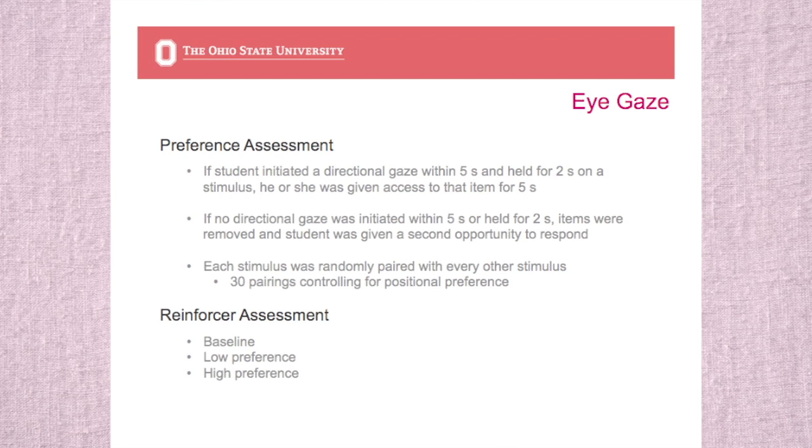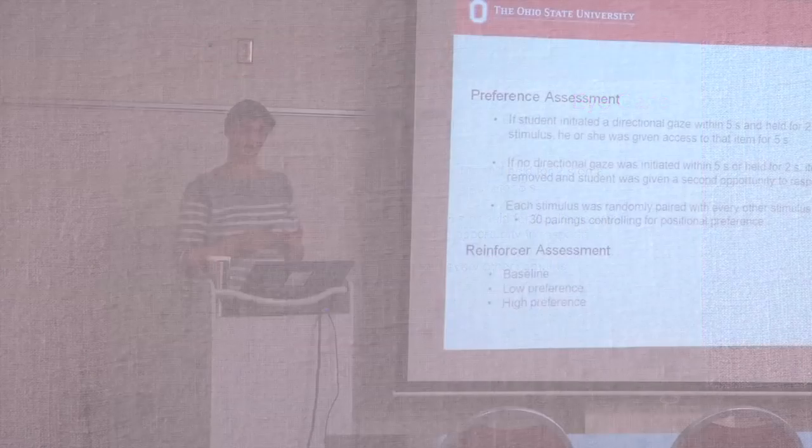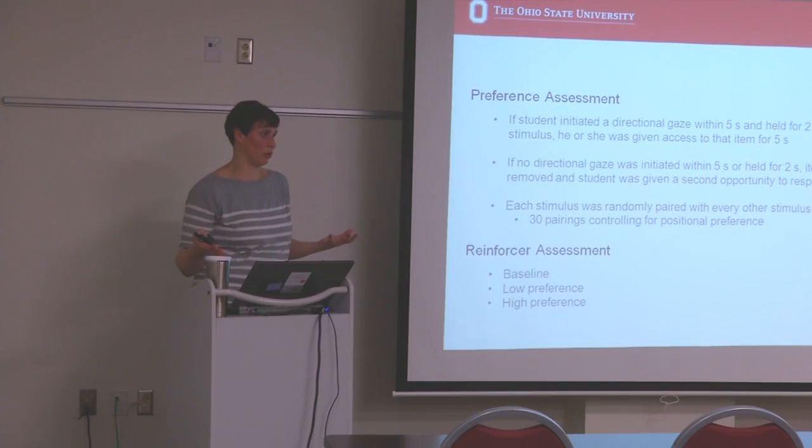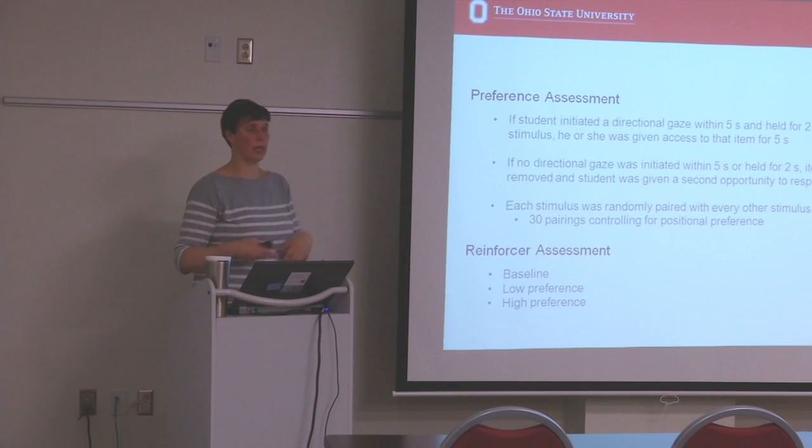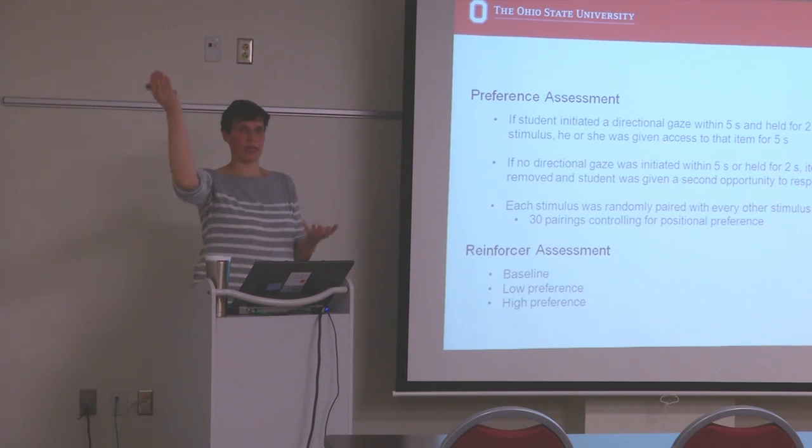So in this one we did 30 pairings. And then in the reinforcer assessment, we ran baseline, low preference, and high preference conditions. And we set our high preference and low preference conditions to 5 sessions each. Okay? And the reason that we did that is that we weren't actually trying to gain experimental control. Right? We're not trying to demonstrate that this thing is going to effectively change behavior.